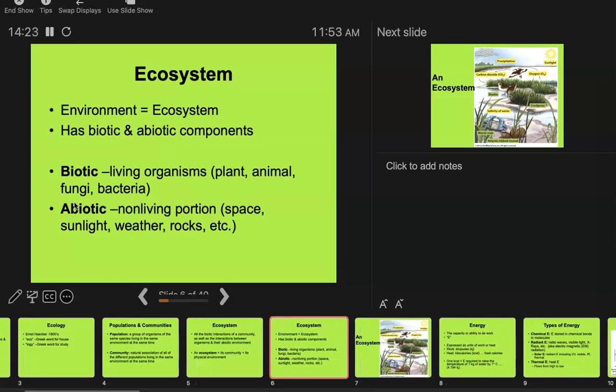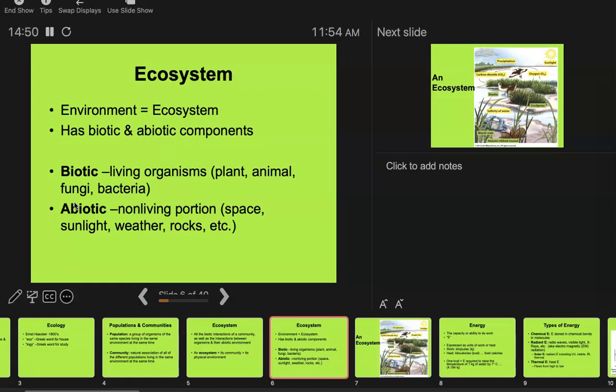Again, just pointing this out, an environment, as I said, I use them kind of synonymously, has biotic and abiotic components to it. The biotic is the living: plant, animal, fungi, bacteria. Bacteria are alive, folks. That's why your doctor can give you medicine to kill them. Antibiotic, there's that A again.